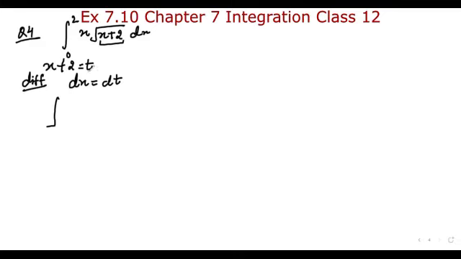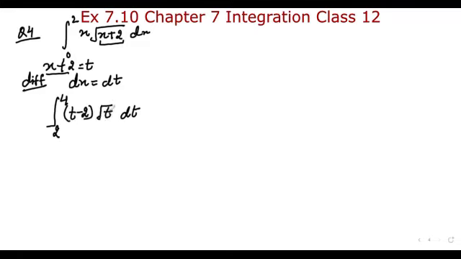Now, if I put x as 0, my t will be 2. If I put x as 2 here, my t will be 4. Always change the limit. This is the first and foremost thing. And dx will be replaced with dt, and x is replaced with t minus 2, square root t. Now everything is converted to t.